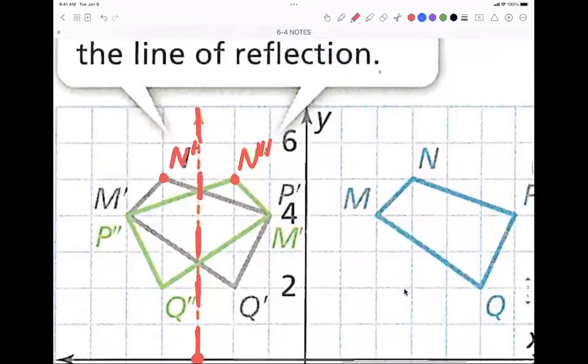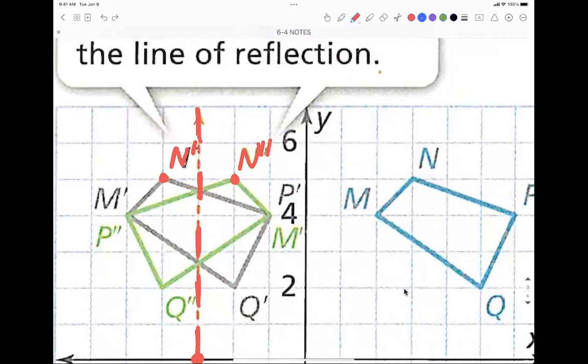Okay, so if we've got our prime image, which was our first move, and it's in black, and then we're reflecting that for the second move, that's going to give us our double prime. And notice that N is 1 space away from the line of reflection, but now it's N prime, and then the new one is N double prime. That tells you that it's after both moves.